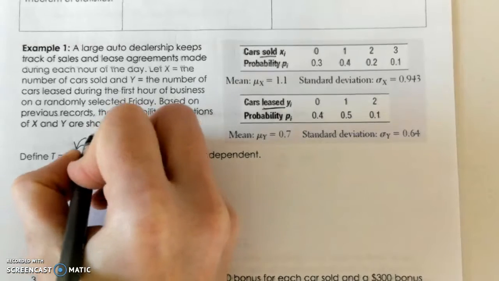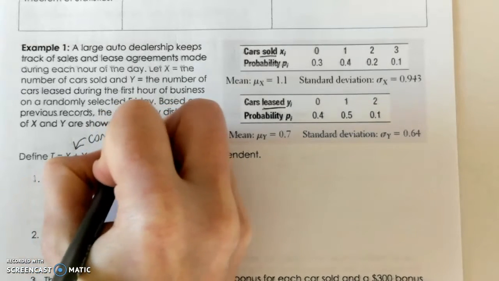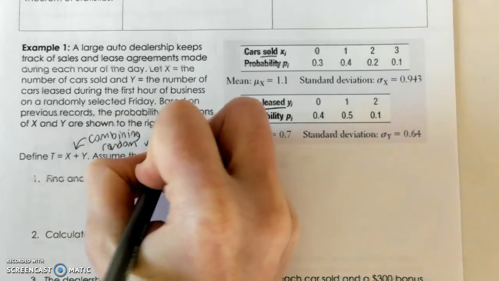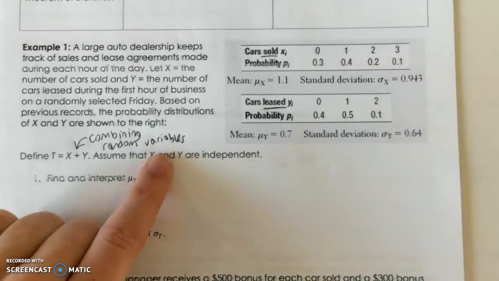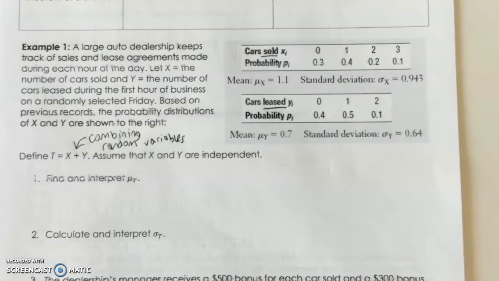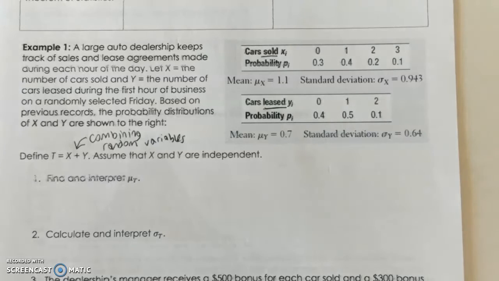So here is our combining random variables. We know the rules for this already. They're up in the chart above. Assume that x and y are independent, and we have to do that so that for our t probability distribution, we can just multiply x times y to get the probabilities for t. All right, so find and interpret mu of t.